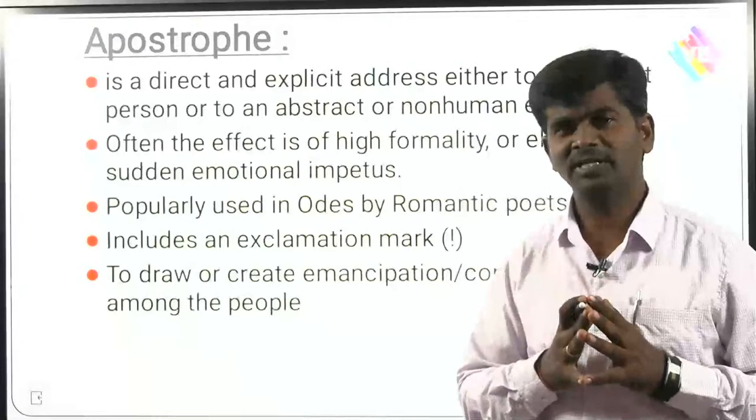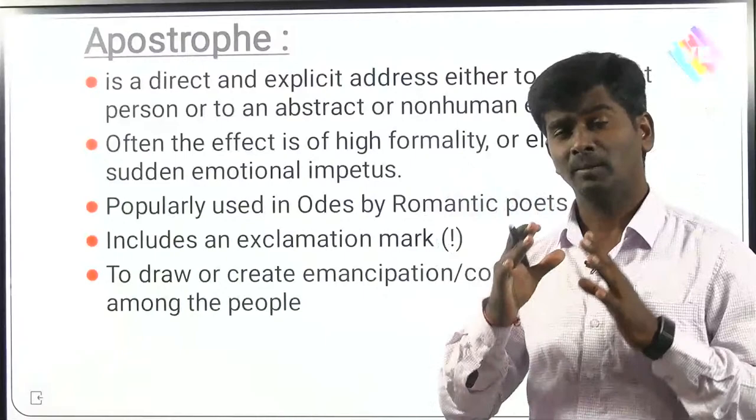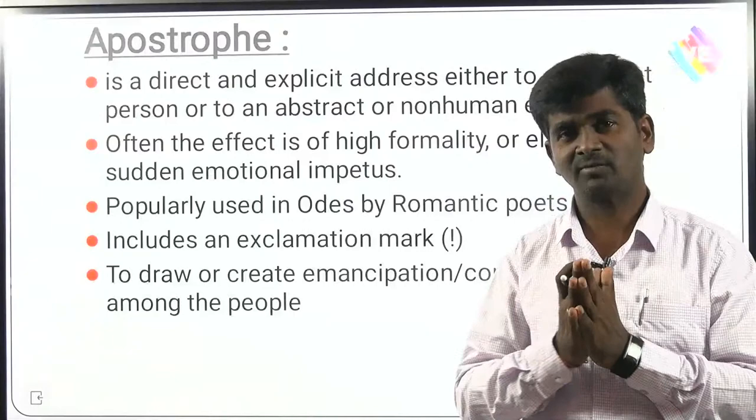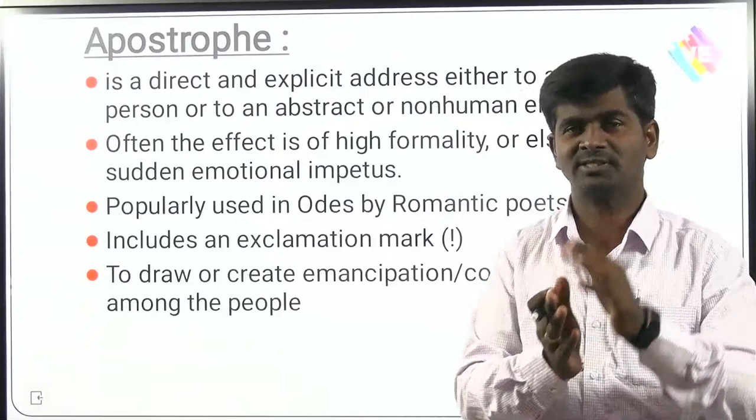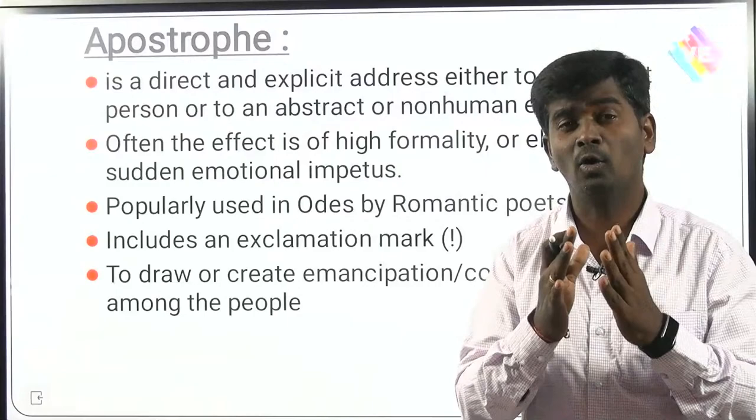Next, apostrophe. Apostrophe is one of the poetic techniques used. It refers to a direct or indirect address to an absent person. Most of the works that you are going to read as part of romantic poetry include a lot of apostrophe, personification and rhetorical questions. These are the three figurative expressions that are commonly used in poems like the ode. What are odes? We'll talk about them in the future.